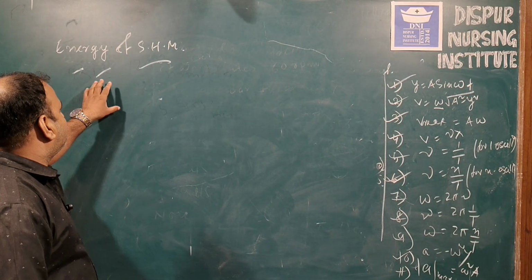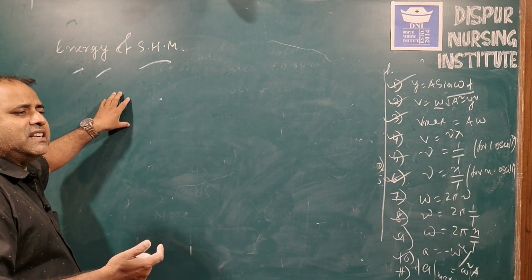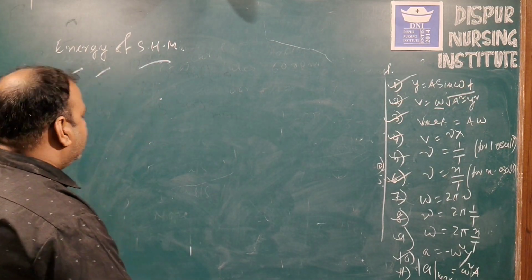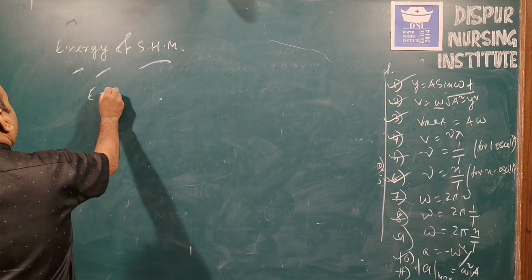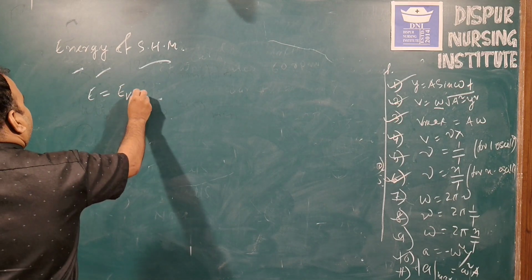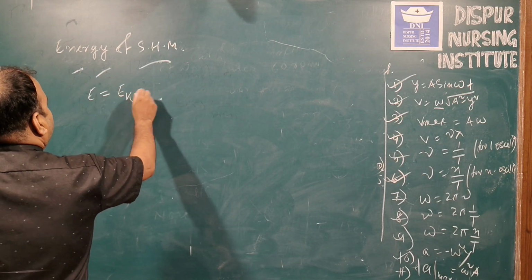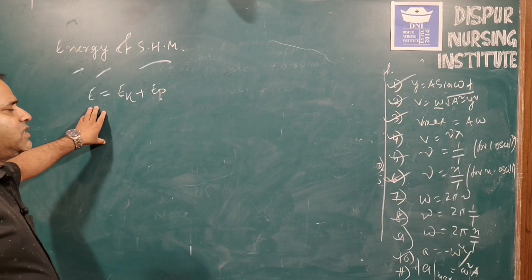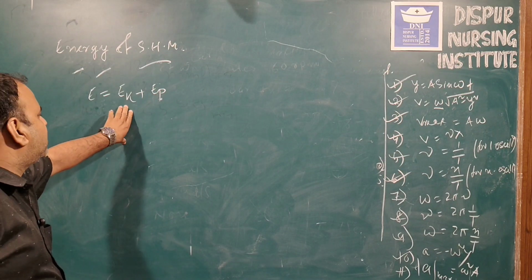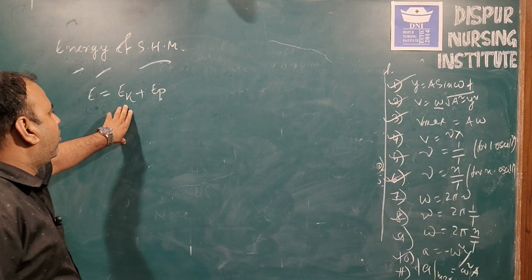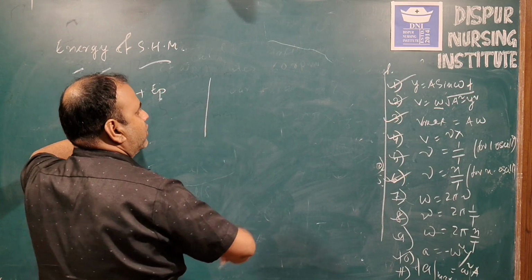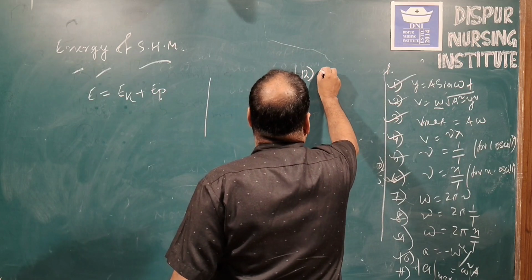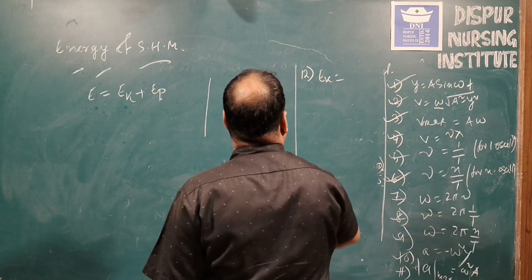And here we are going to calculate the energy. When we are talking about the energy, it is the sum of potential energy as well as kinetic energy. So total energy means kinetic energy plus potential energy, where EP is the potential energy. So E is equal to potential energy plus kinetic energy. So what is the potential energy, and what is the value of kinetic energy?